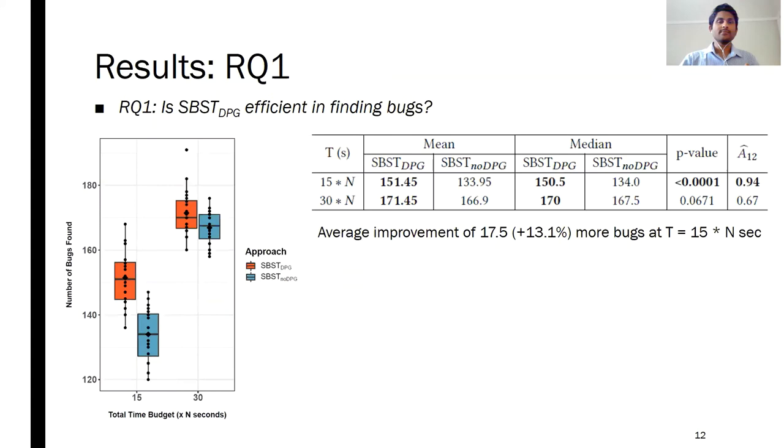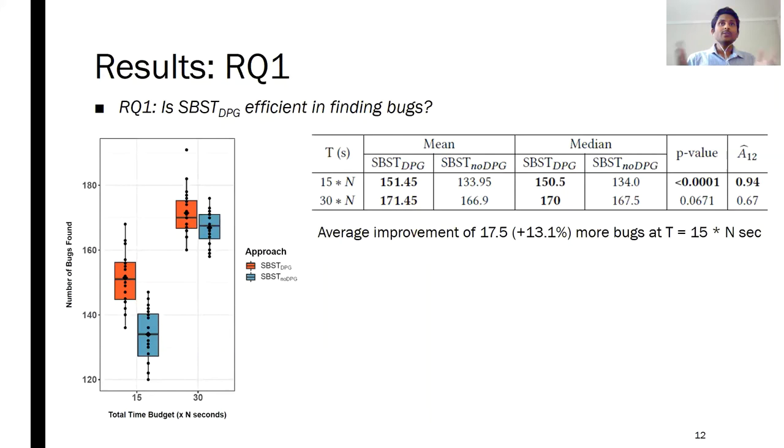Here are the results from our empirical evaluation. For the baseline, we use the current state-of-the-art SBST algorithm, or DynaMOSA, in other words, with equal time budget allocation, and we call it SBST no DPG, or in other words, SBST without defect prediction guidance. We use 434 real bugs from the Defects4J dataset.